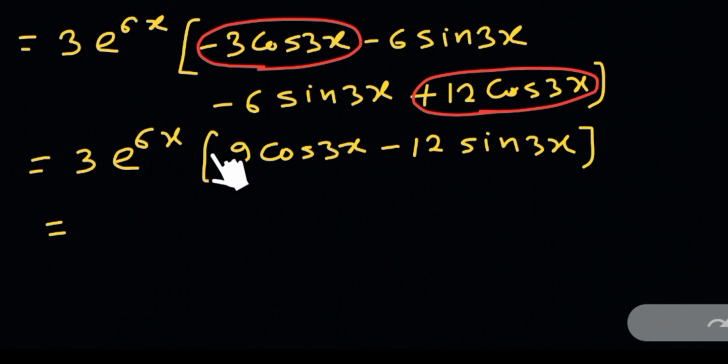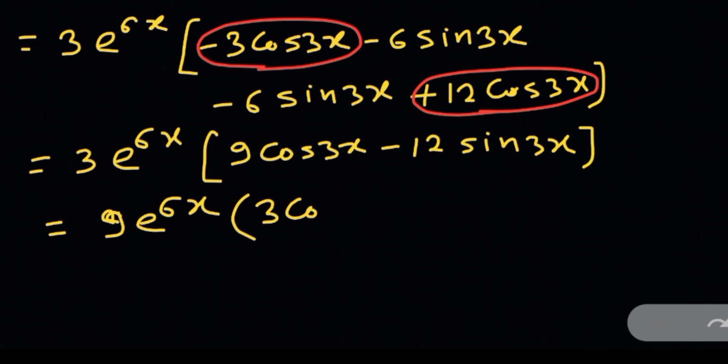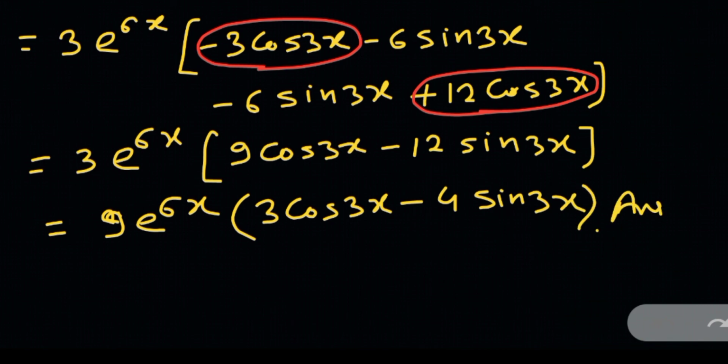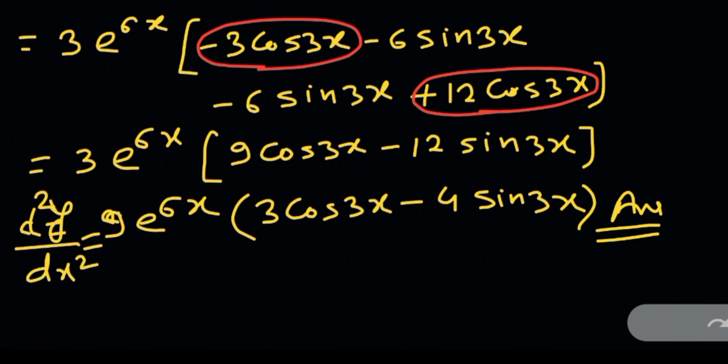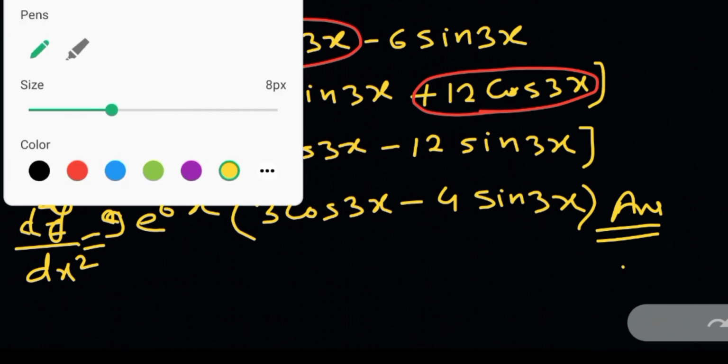Then 3 into 3 will be 9, so 9 e to the power 6x, and if I take 3 common, then this will remain 3 cos 3x, and minus, taking 3 common from here, 4 sin 3x. Okay, so this will be your d2y upon dx squared. This is what we found, d2y upon dx squared.